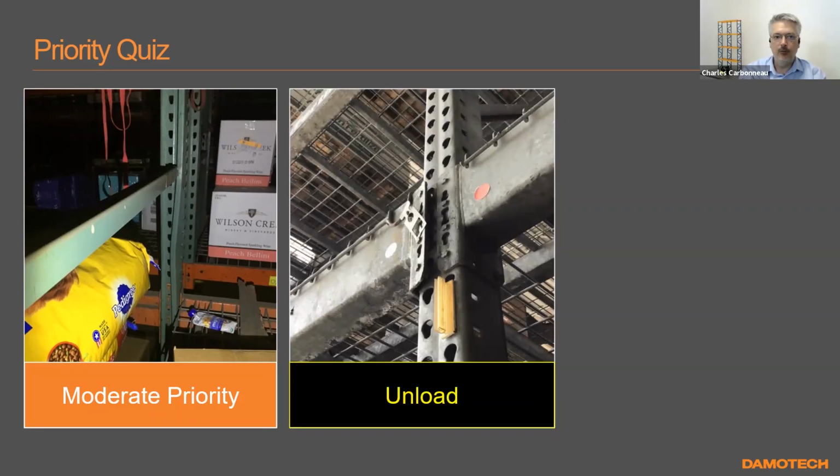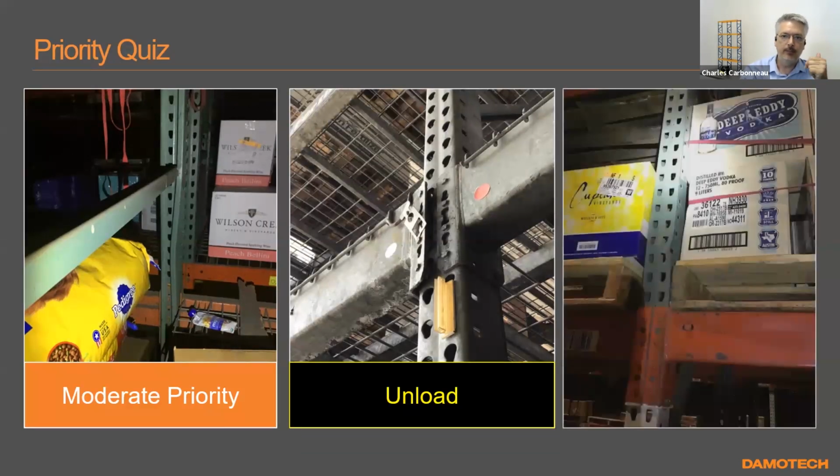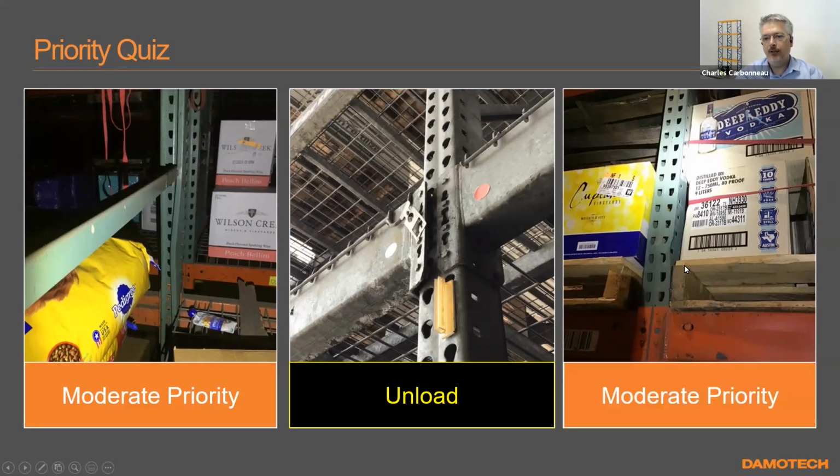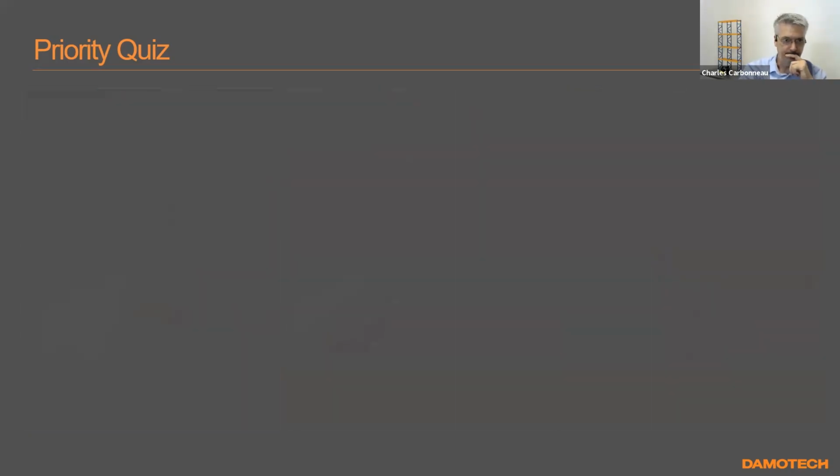So this is unload. Right now it looks unload, so it might have been rated high priority, but there's no yellow tape. If you want to rate something high, which should be an unload, you have to have that yellow tape. This one here, just above the right pallet, there's a little side dent on the column, and the inspector thought that this looked like a moderate priority. So again, it goes back to, okay, how much load is there on this thing? How bad is it really?